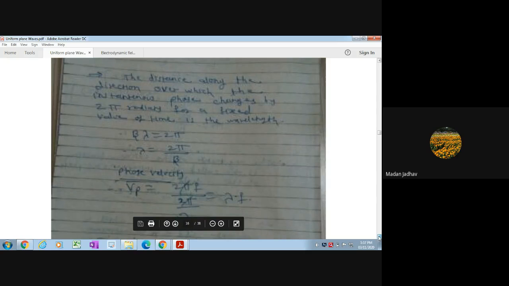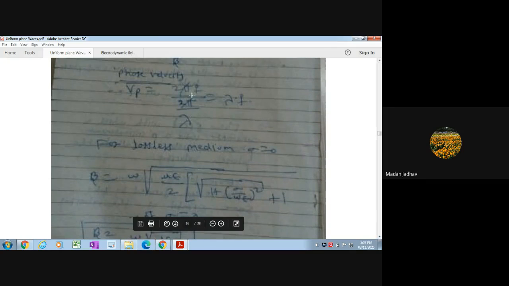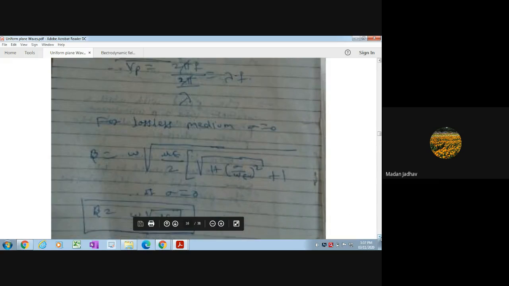Now these are the phase velocity concepts. Phase velocity, already we have seen, is omega divided by beta, which is lambda into f. These are the concepts of the propagation of waves through different mediums, that we have seen.